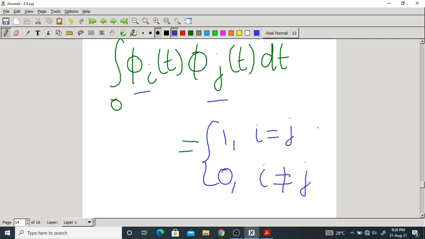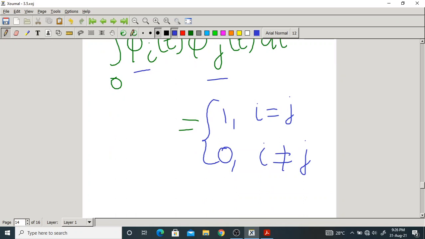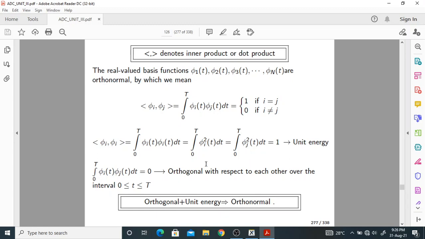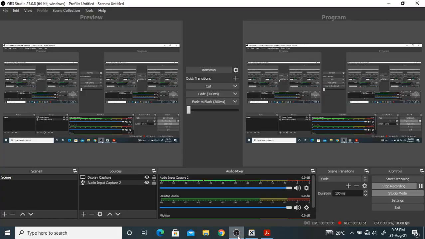If i is not equal to j, we are taking the integration of the product of two different basis functions. If that is 0, obviously they are orthogonal. The second line is for orthogonality. The first is for unit energy. If these two are satisfied, it is said to be orthonormal. Right? So all the basis functions should be orthonormal. That is simple logic. Correct?